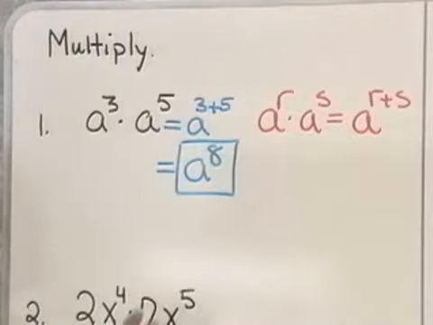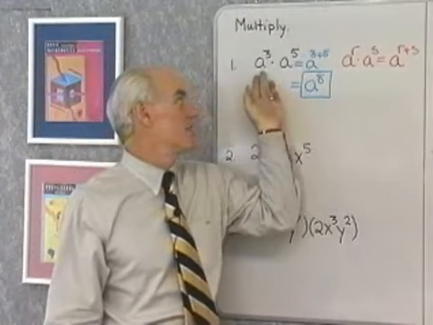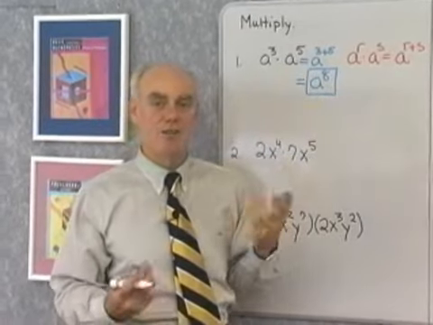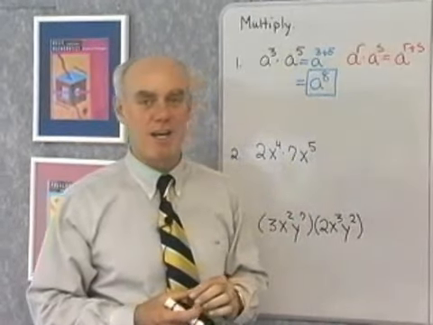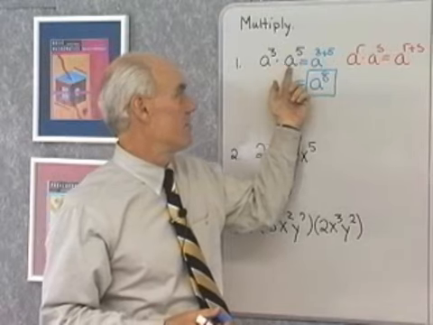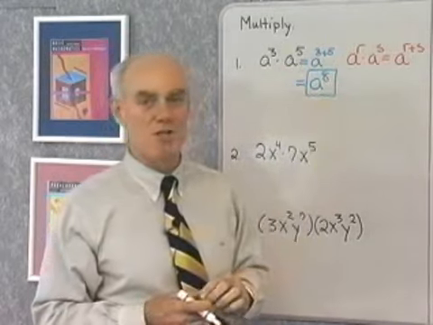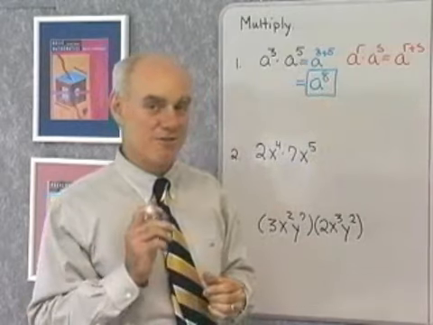Now, that's correct also intuitively to us because this is 3 factors of a, this is another 5 factors of a. That should give us a total of 8 factors of a. So a to the third times a to the fifth, using my property of exponents, is a to the 8th, and that also agrees with what we know about this intuitively. Let's try another example.